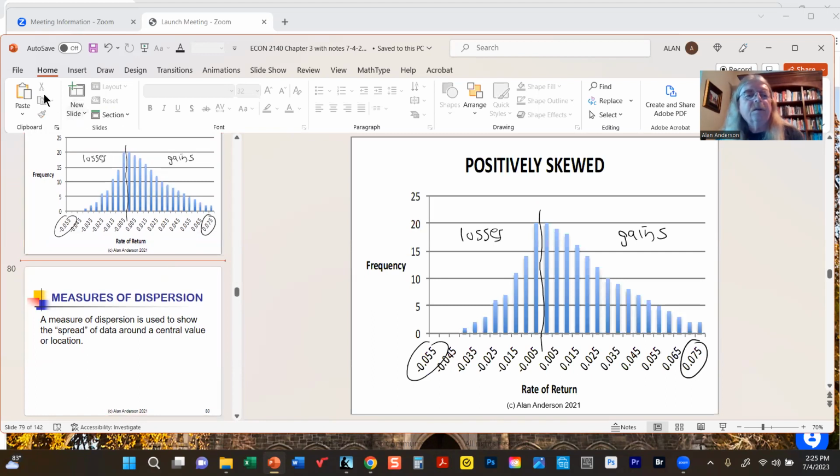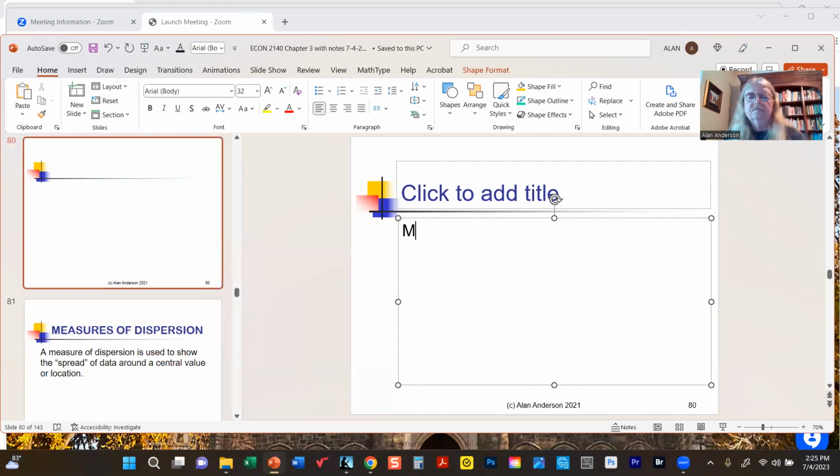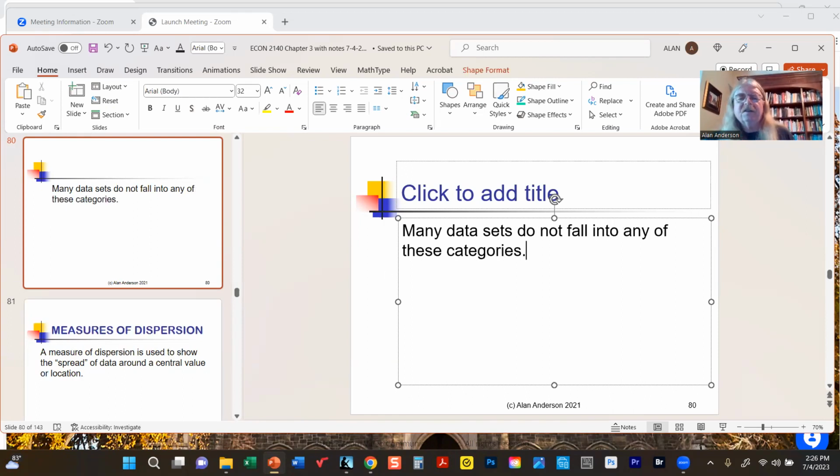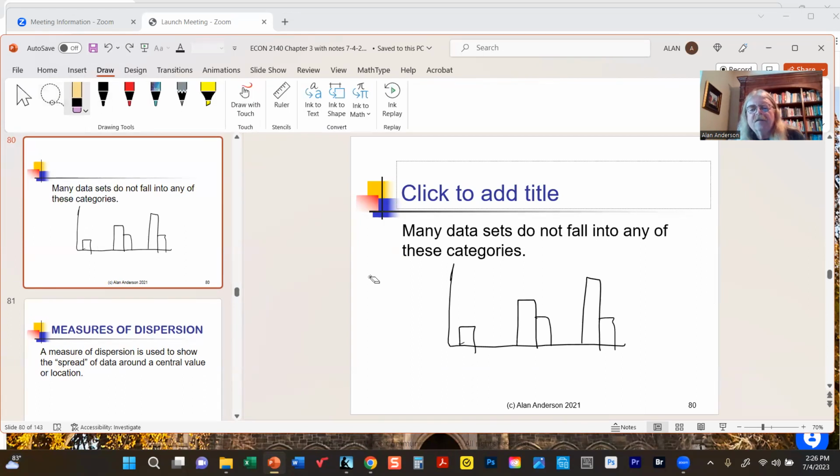Now, like I said, I don't want to give you the impression that this is true for all data sets. Many data sets do not fall into any of these categories. So let me just show you a sketch of something that would not be one of these. Let's say this is your histogram. Well, you can see, that's a very extreme example. That obviously does not fall into any of those categories. It's not even close. Okay. So it's not the case that all data sets have to fall into one of those three categories.